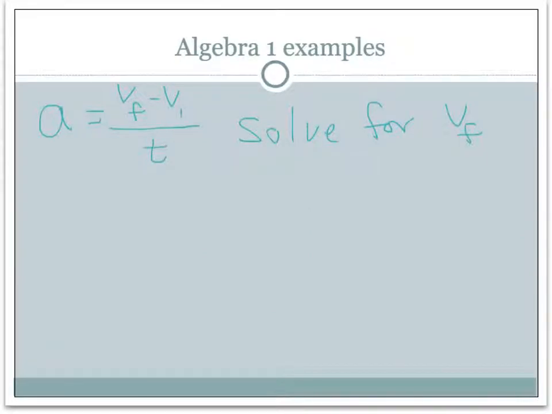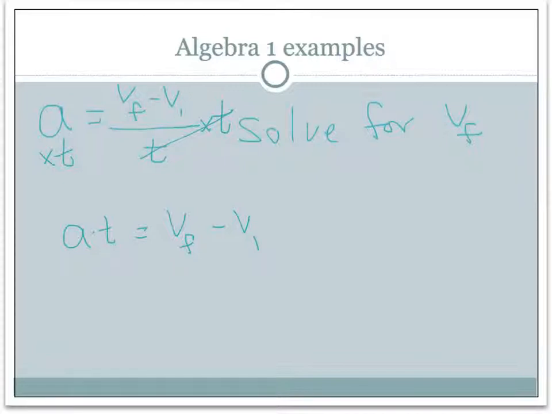Okay, for our fourth example, we have a equals v sub f minus v sub i, divided by t, and then it asks us to solve for v sub f. Just like on the last two examples, the first thing I'm going to do is eliminate my fraction by multiplying both sides by whatever is on the bottom of the fraction, which in this case is t. Okay. Those t's cancel out, and now I have a times t equals v sub f minus v sub i.